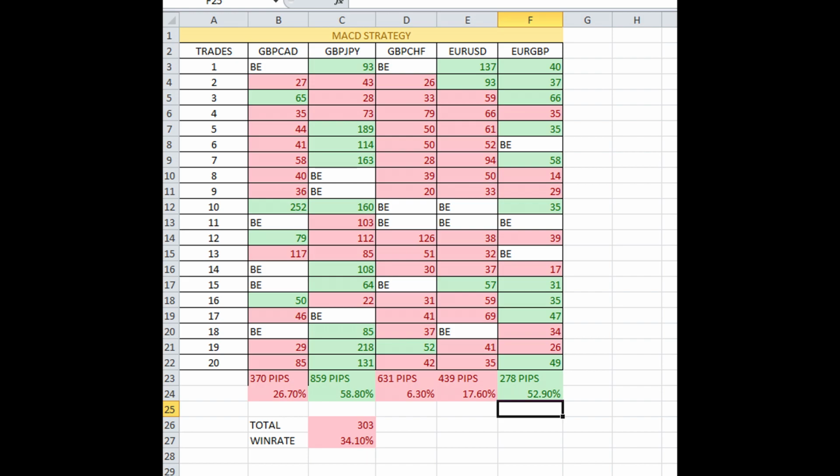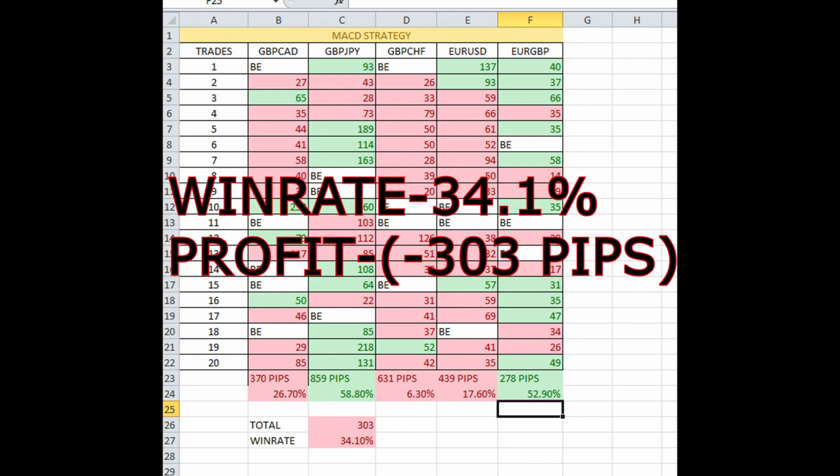Across 20 trades taken for British Canadian dollar, 370 pips were lost for a win rate of 26.7%. 859 pips gained with British Japanese yen for a win rate of 58.8%. 631 pips loss for British Swiss at 6.3%. 439 pips loss for Euro USD at 17.6%. And finally, 278 pips gained at 52.9% for Euro Pound. All of this for an overall win rate of 34.1% for a profit of negative 303 pips.